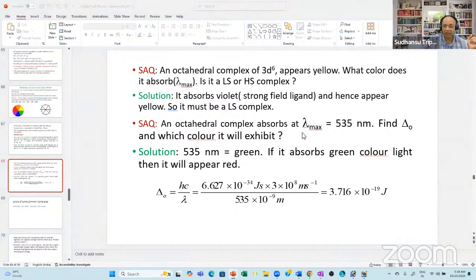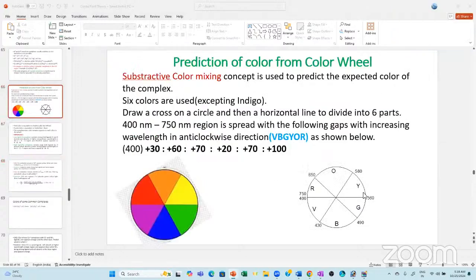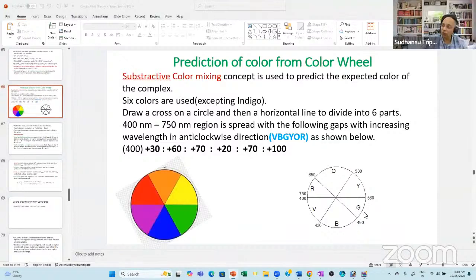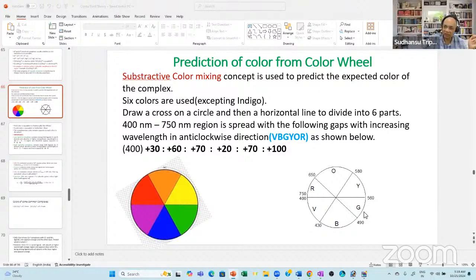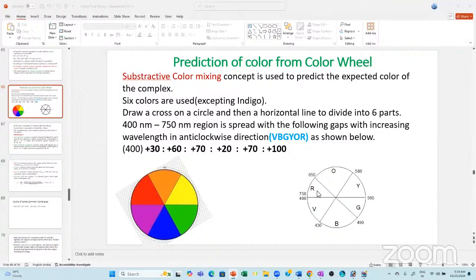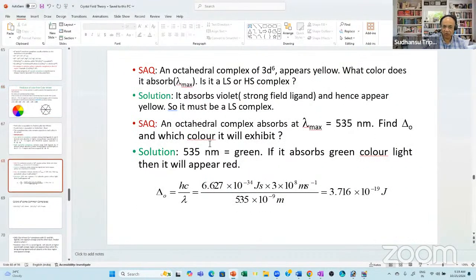An octahedral complex has lambda max 535 nanometer. Now tell me in which region does it fall? Look at your color wheel. 535 nanometer falls in which region? Green. So what color will it exhibit? Red. Therefore, you are asked to find del O and which color it will exhibit.